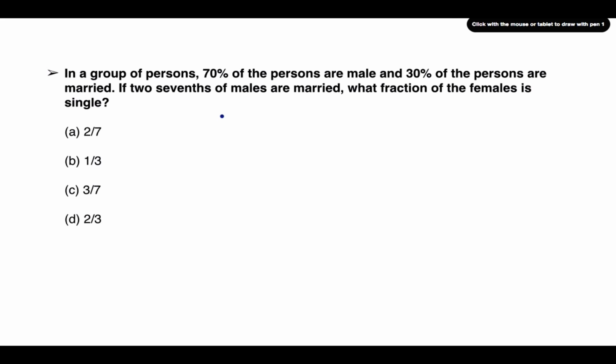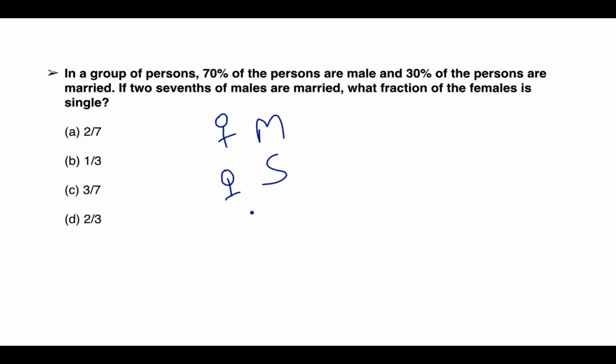In a group, 70% of the persons are males, and the rest are females. Some females are married, some are single, and likewise some males are married and some are single. So how many persons are males? 70 are male, 30 are female, and 30 are married.